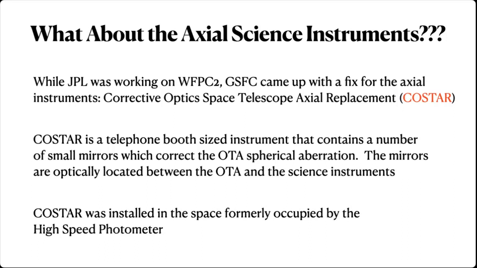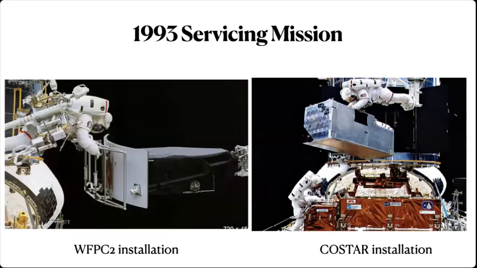So COSTAR was installed in the space that was formerly occupied by the high-speed photometer. And so here's what that looked like. In the 1993 servicing mission, you see the new WFPC camera going into the telescope. You see COSTAR being installed where formerly they had the high-speed photometer. And so both installations were done over a 4-day period.